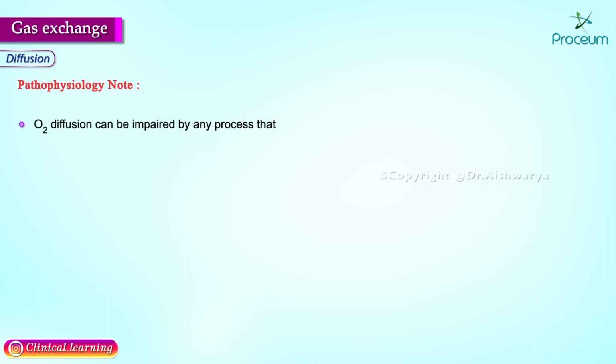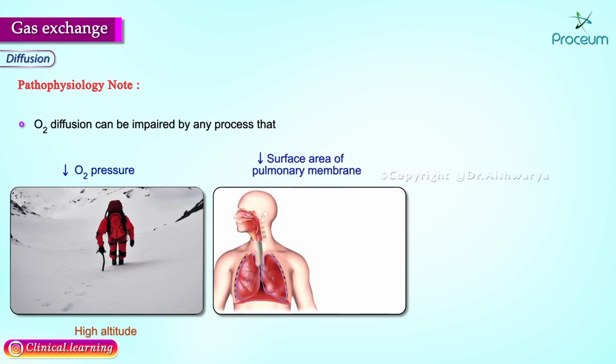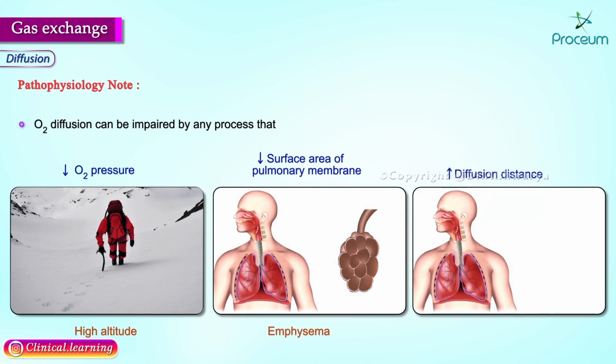Oxygen diffusion can be impaired by any process that decreases oxygen pressure, for example high altitude, and also decreased surface area of the pulmonary membrane, like we see in emphysema, or increased diffusion distance, like in pulmonary fibrosis. Any of these conditions can decrease the diffusing capacity of oxygen.